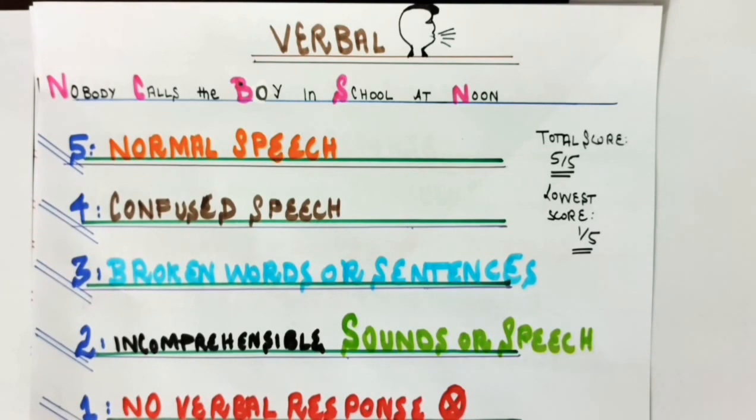A score of 1 by 5 stands for no verbal response to any type of painful stimulus, or to any type of commands given by the doctor, and the patient is obtunded and is unable to speak or communicate or say anything. So that gives the lowest score of 1 by 5 in the verbal sector.